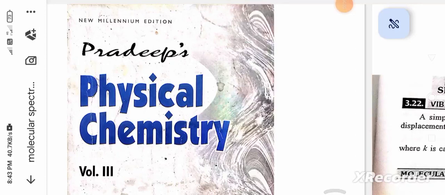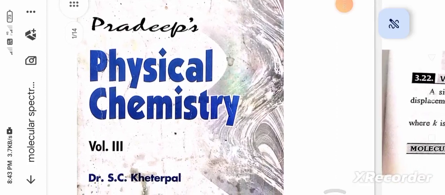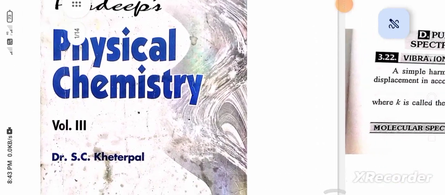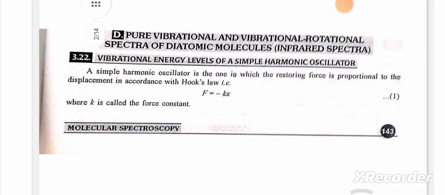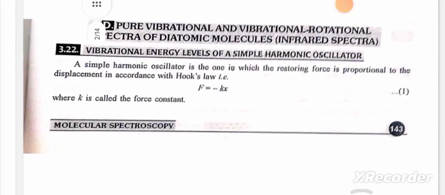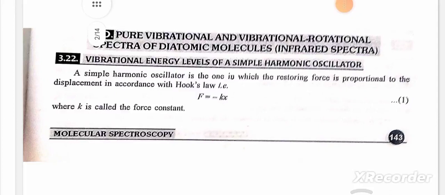Today I am discussing vibrational rotational spectroscopy from Pradeep's Physical Chemistry Volume 3. Pure vibrational and vibrational rotational spectra of diatomic molecules. Vibrational energy levels of a simple harmonic oscillator.